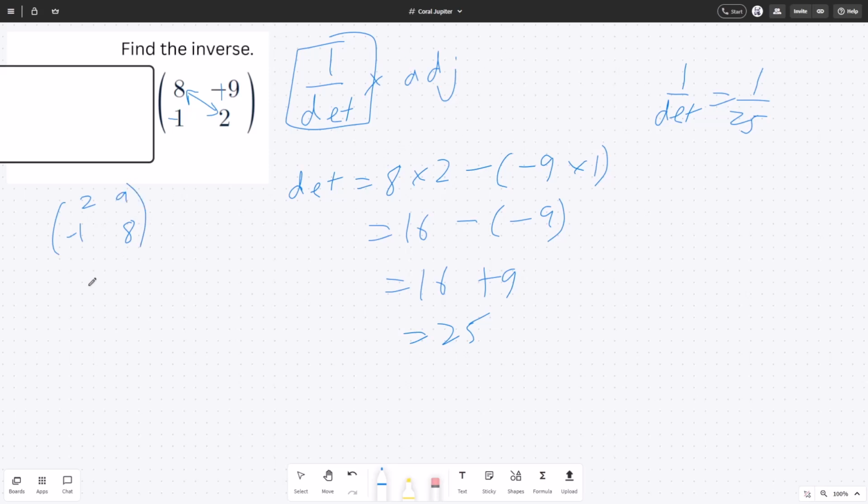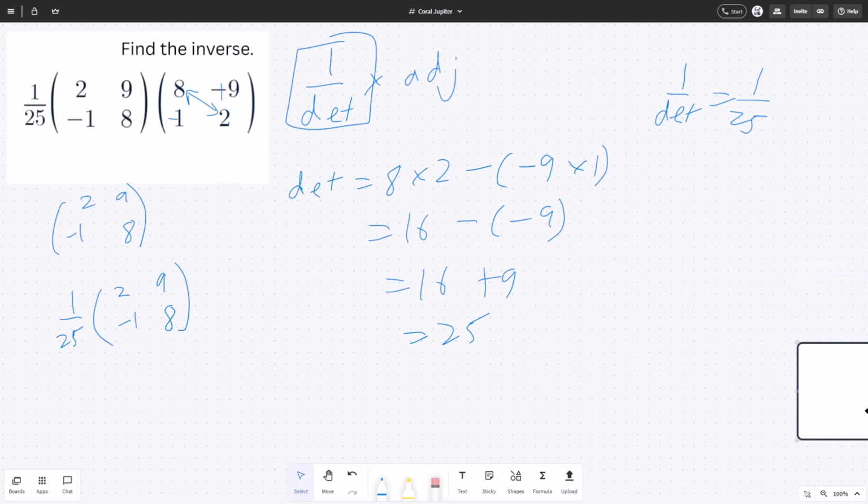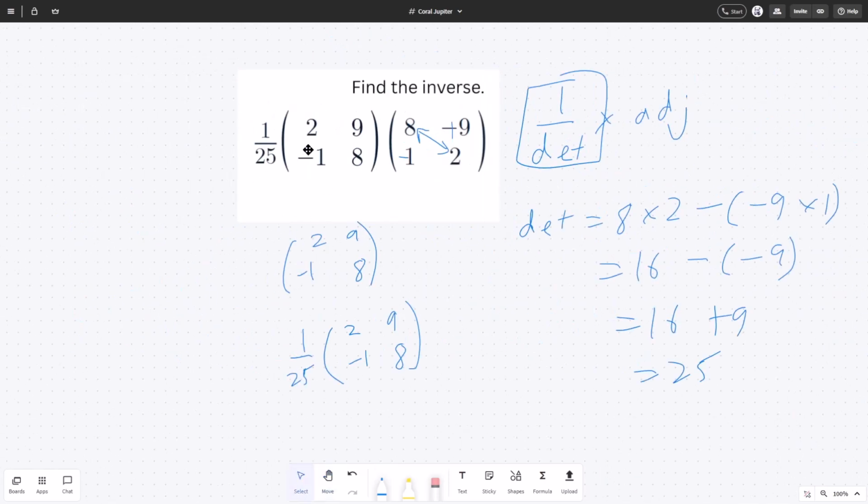So the inverse will be 1 over determinant multiplied by the adjoint. So the inverse will be 1 over 25 multiplied by the adjoint, which is 2, negative 1, 9, 8. Okay. So that will be our adjoint. So we have 1 over 25 multiplied by 2, negative 1, 9, 8. So if we look at our answer here, this is our solution of this 2 by 2 matrix.